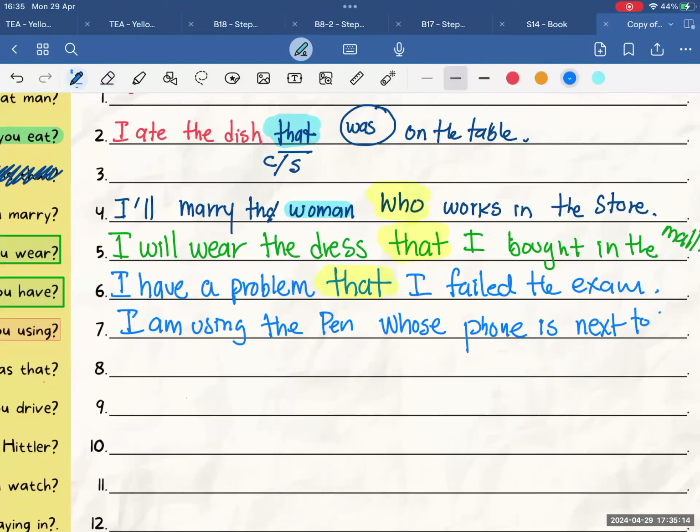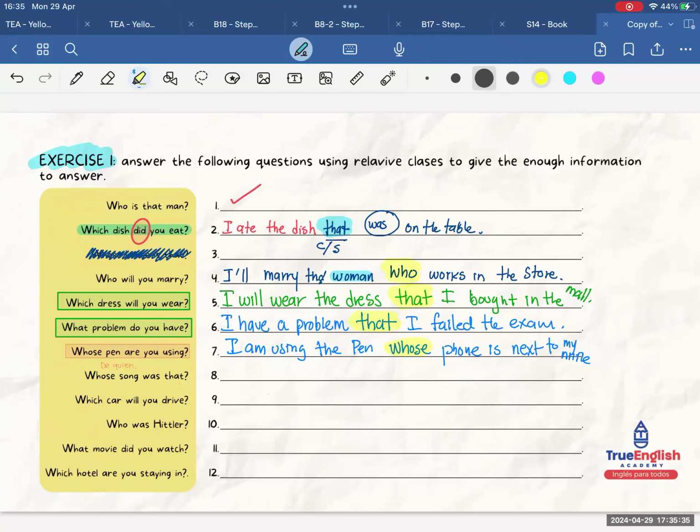Whose phone is next to mine. Ahí sería, yo estoy usando la pluma de quien el teléfono está enseguida del mío, right? De quién. So, yeah, this one. Whose. Y casi no lo usamos en español, como dice Regina. It's a little bit complicated, right?